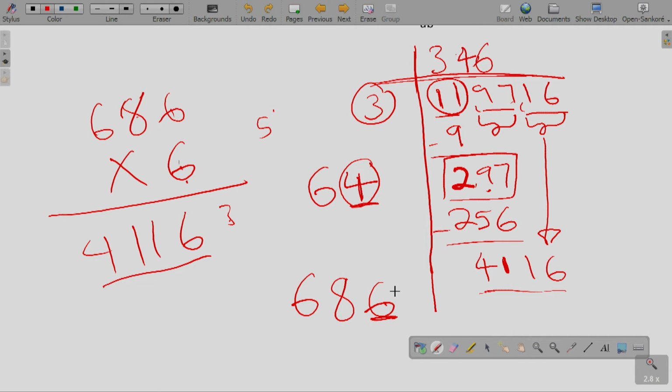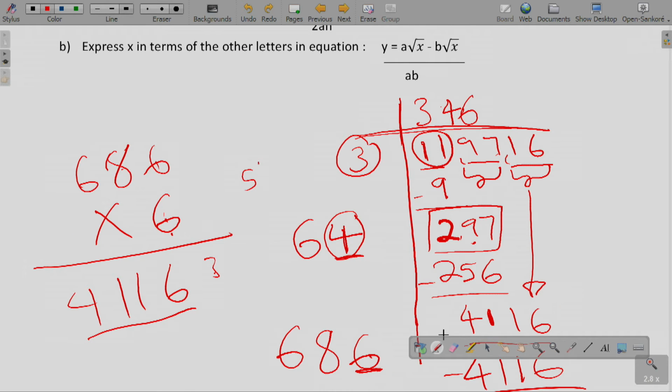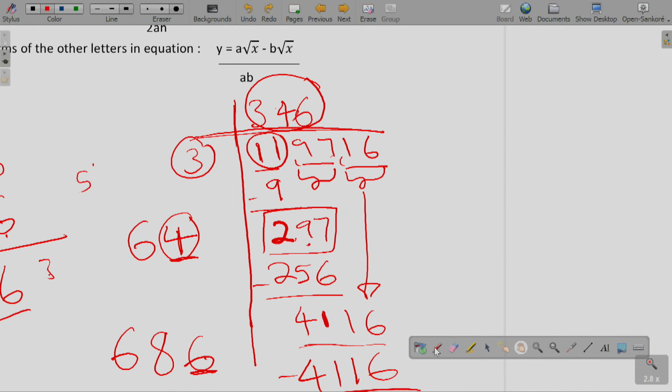And 6 times 6 is 36. 6 times 8 is equal to 48, and the 3 makes 51. And here I get 41. If we subtract here, I get 0. Therefore, this is the answer for the square root of 119,716. Therefore, the square root is equal to 346.